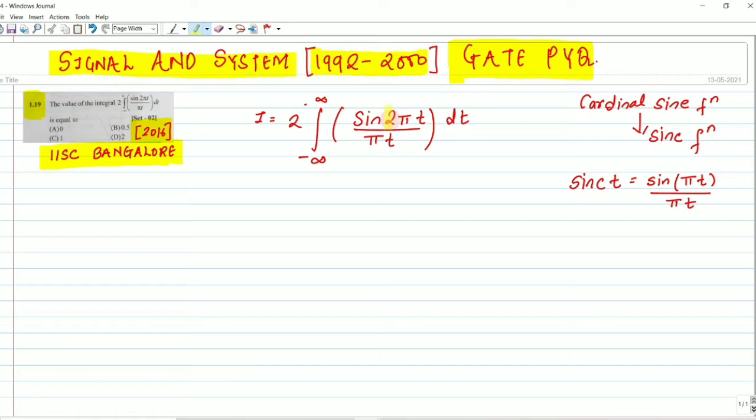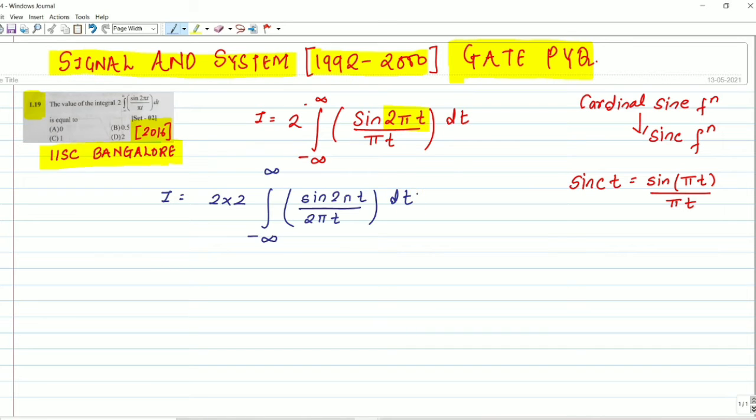First of all, here the argument is 2 pi t. We have to make the argument the same in the denominator also. So what we are going to do is divide by 2 and multiply by 2. Here it will become 2 into 2, integral from minus infinity to infinity of sin(2 pi t) whole divided by 2 pi t. Understood? We have just kept the same argument, into dt.